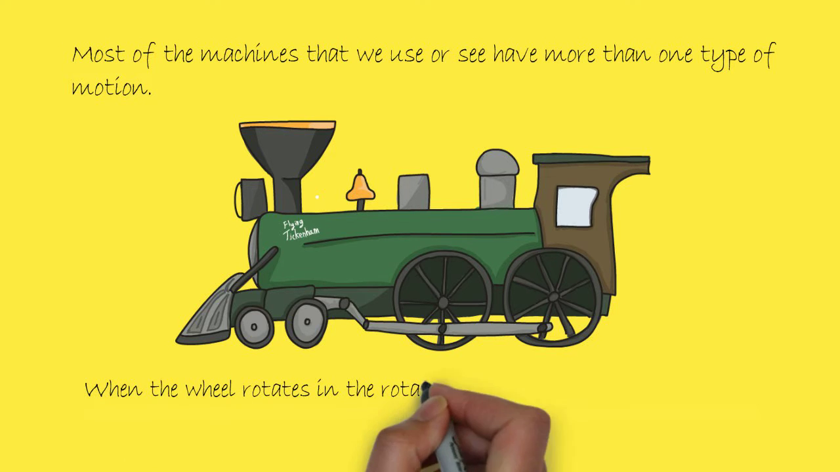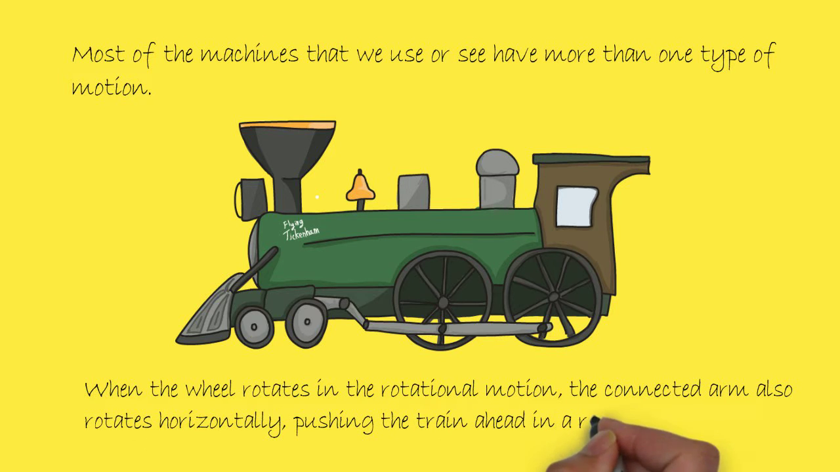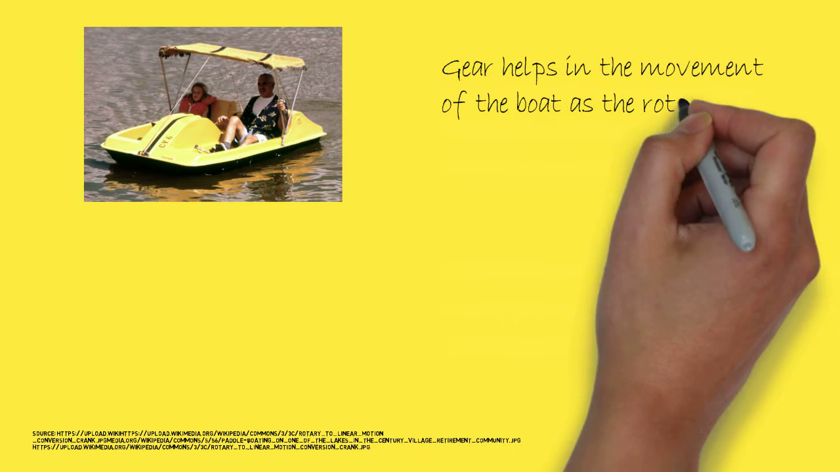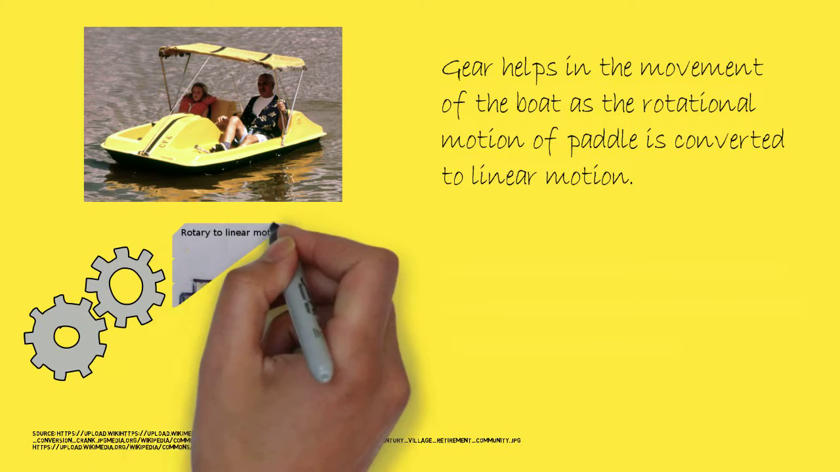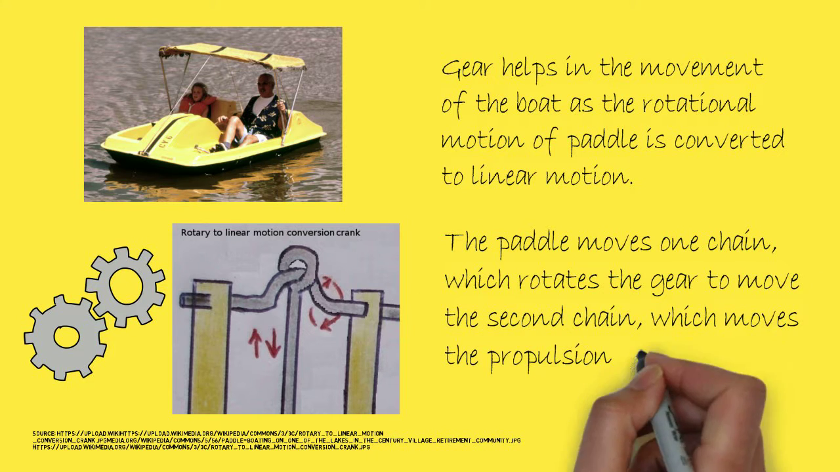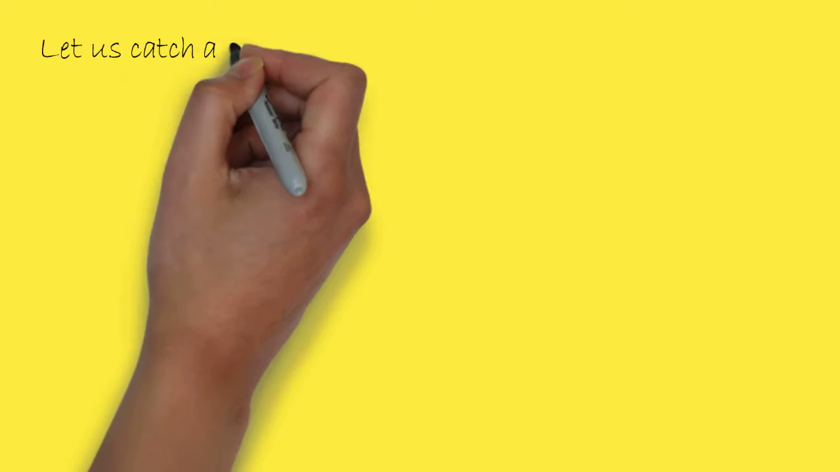When the wheel rotates in the rotational motion, the connected arm also rotates horizontally, pushing the train ahead in a rectilinear motion. Similarly, the paddle boat works or propels through water only when you paddle. The boat has two chains linked to a mechanical part called gear. A gear helps in the movement of the boat as the rotational motion of paddle is converted to linear motion of the boat. The paddle moves one chain, which rotates the gear to move the second chain, which moves the propulsion wheel. Now, let us catch a glimpse of what we are going to create.